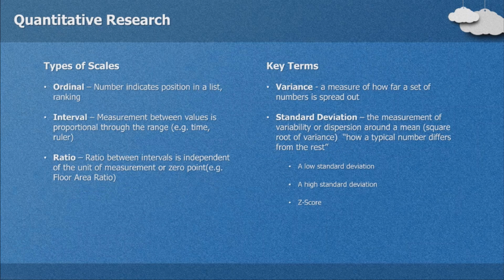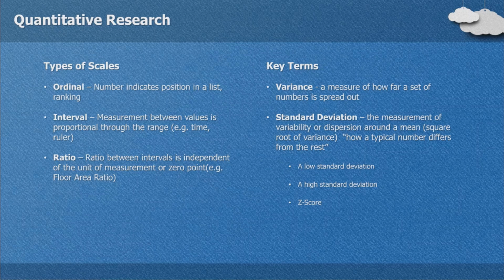We talk about scales. There are three different types of scales. You have an ordinal scale, which indicates the position in a list, like a ranking. An interval scale, think of a ruler or time, so as we scale it out, the measurement between the values is proportional. And then a ratio scale is the ratio between two numbers. The outcome is independent of the unit of measurement.